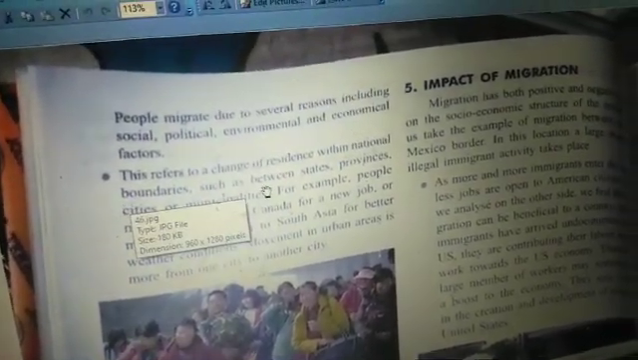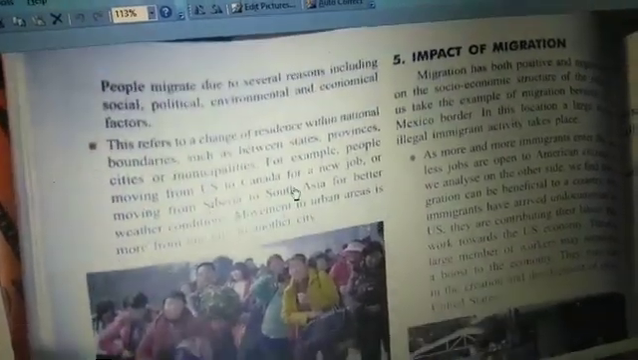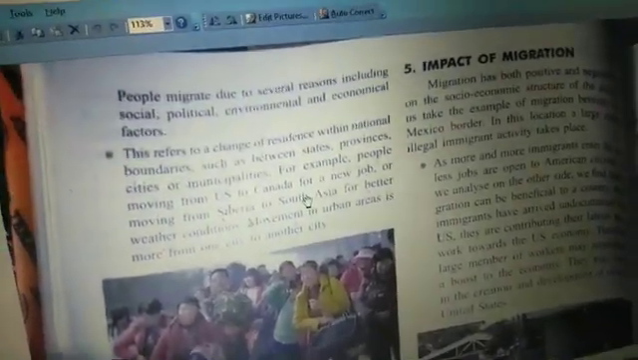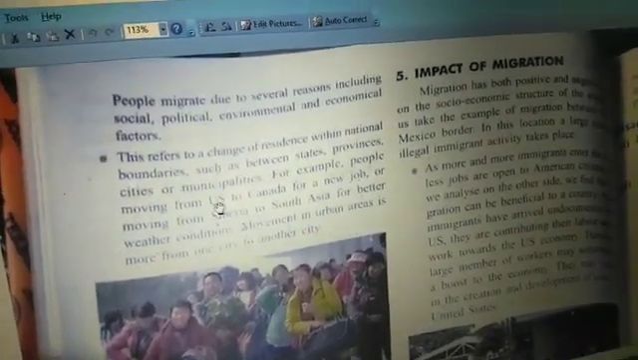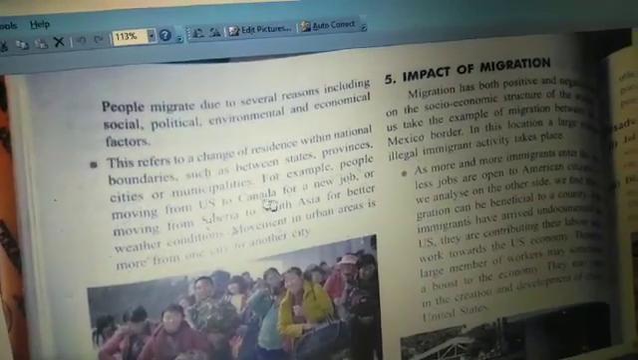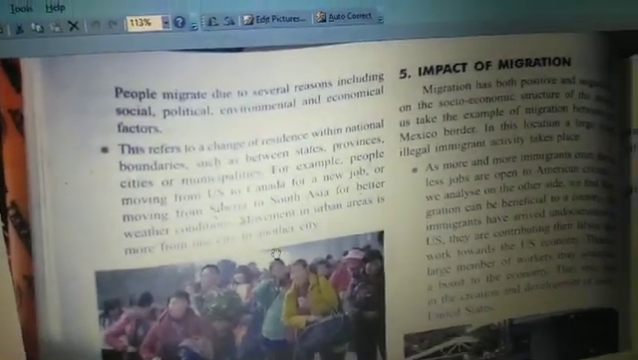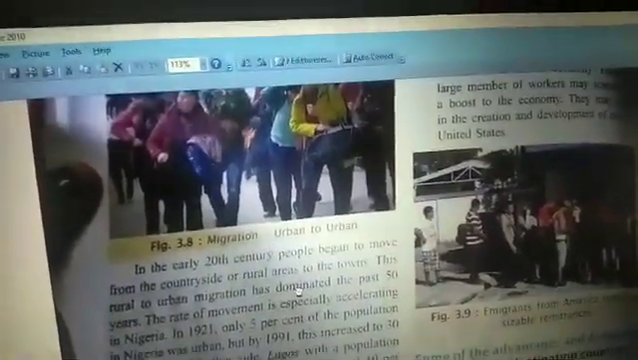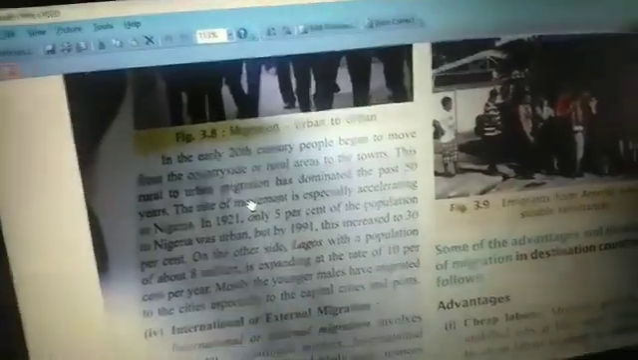So this refers to the change of residence within the national boundary, within a country itself, from one particular city to another particular city. Here there is an example from the US. US means the United States. Canada is another country in North America. So within North America, two different countries have immigrants every year, very frequently. So this is a picture of migration from urban to urban.